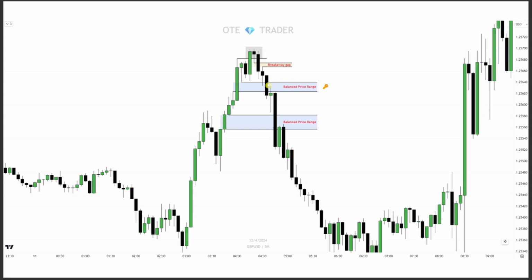Why do I have a key here? We'll explain in a second. Then we break lower and lower and lower, and over here we also have a balanced price range, but we do dip into this fair value gap. So we did not dip into this fair value gap, but we did dip into this fair value gap. So what is the difference between this one leaving it open and this one not leaving it open? That's why the key is here.